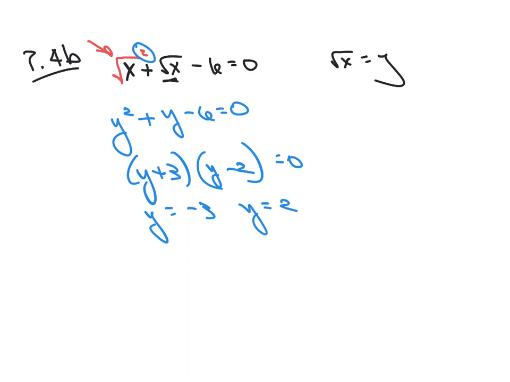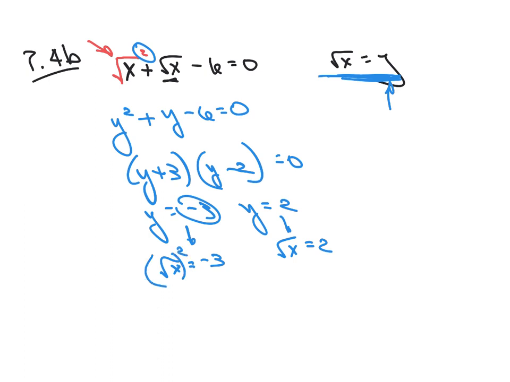Okay? Then we look back at our substitution here. And instead of a y here, we're going to put a negative 3 in. So square root of x equals negative 3. And instead of y here, we're going to put in a 2. So square root of x equals 2 for that one. So then we're going to square both sides. And x equals 9. Square both sides. x equals 4.